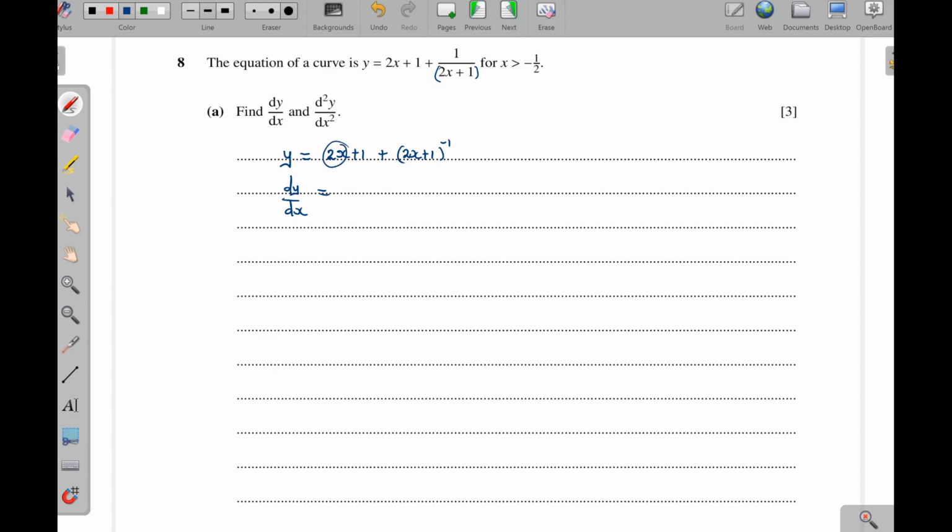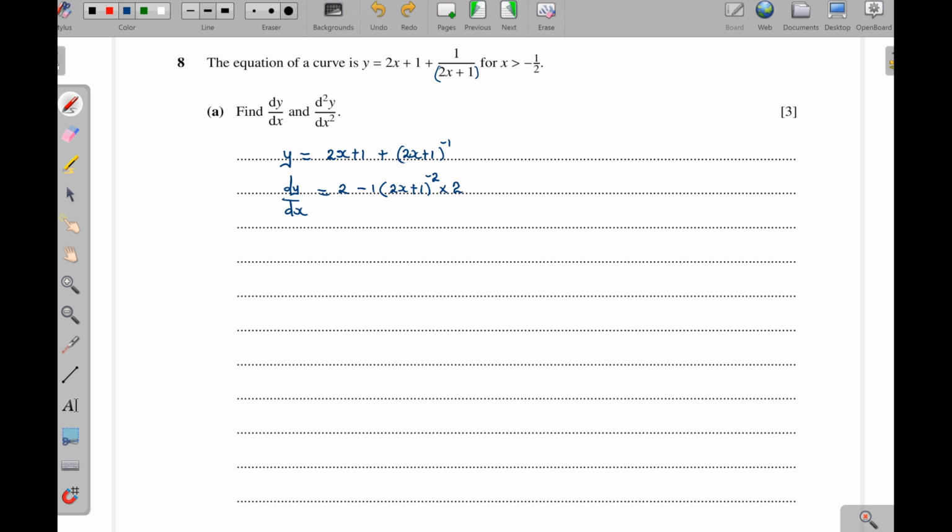When you differentiate this one, you get a 2. When you differentiate a constant, it disappears. Put this one here: you have negative 1 times (2x plus 1), then reduce the power by 1, that will be negative 2, then times the derivative of this, which will be a 2, using the chain rule. So our dy/dx is going to be 2 times the negative 1, that will be a negative 2.